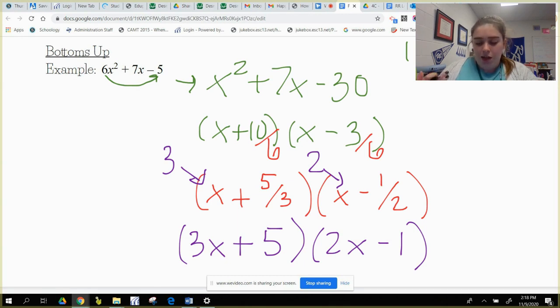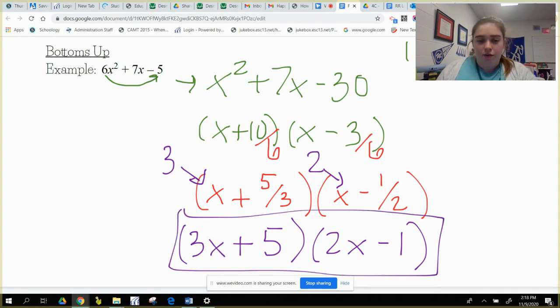You'll see that this is the same answer from using the grouping method, right? We're just using a different method. And again, you can check it if you want to see if that did work out. You just have to multiply those two binomials together, but we're not going to do that right now. You can do it if you want.